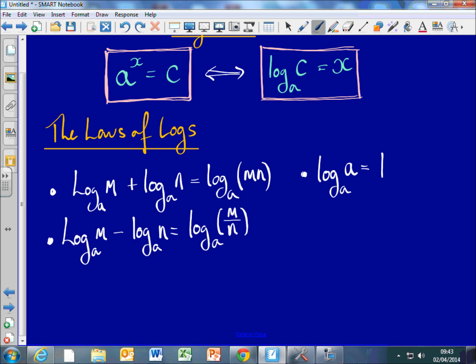What's that thing where you put the letter in front of the log? Yeah, we'll do that. That's going to be the last law, okay? That's probably the most important one, really. And another one is basically this one. What would I have to raise a to the power of to get 1? A to the power of something makes 1. So it's always 0, okay? Because anything to the power of 0 makes 1.